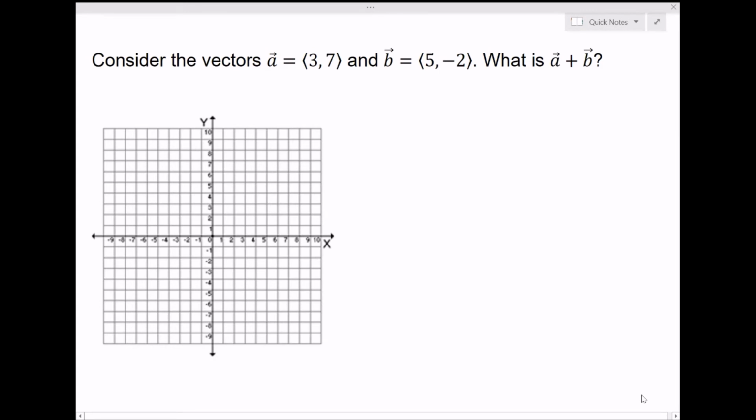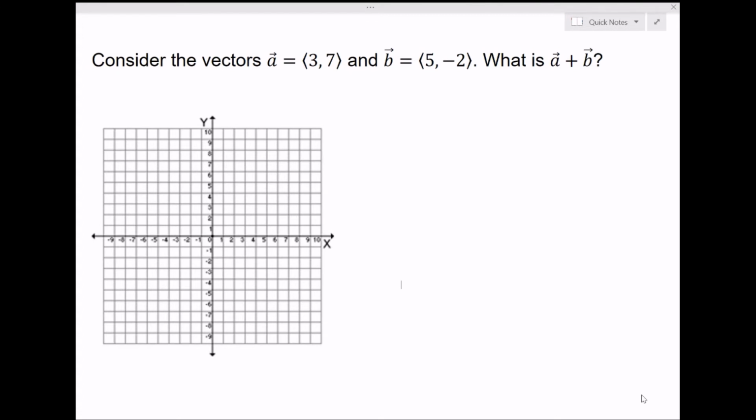Now, that was the conceptual or visual aspect of it, but like I said, mathematically, this adding is super easy, so long as you have each vector in component form. So here we have an example. Consider the vectors a equals 3 comma 7 and b equals 5 comma negative 2. What is a plus b? As in, what do you get when you add them?